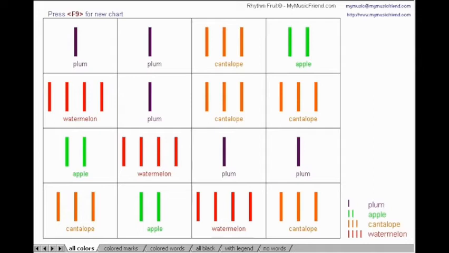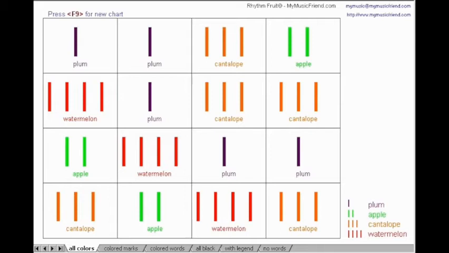Last line, your turn, ready? One, two, your turn first. Cantaloupe, apple, watermelon, cantaloupe. That one is the super, super trickiest one of them all. I'm going to do that again. Cantaloupe, apple, watermelon, cantaloupe. Anytime you're putting those triplets against those other subdivisions, it can be a little tricky. Really great job following along with that.